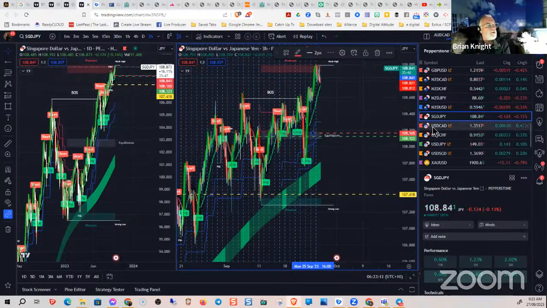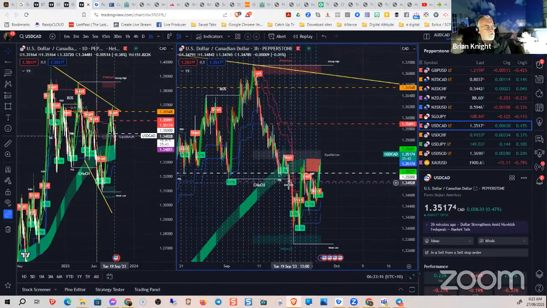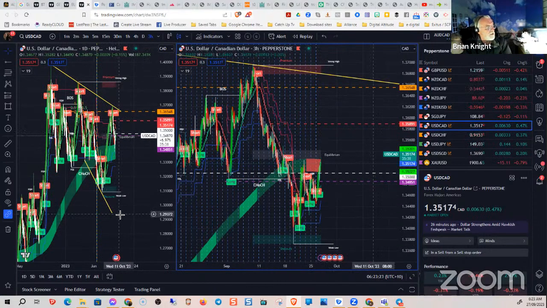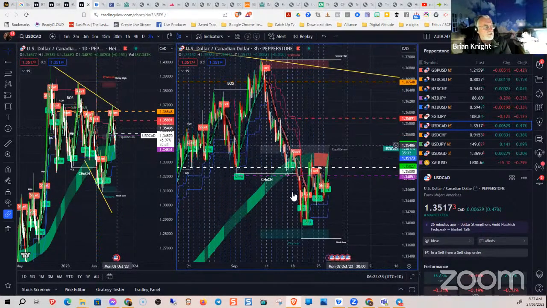And then USD CAD. This one I'm in for a sell and it has pushed back up. So it got me in the trade. I was in profit. It's pushed back. But if I look at the daily, I'm still looking at this to sell off and down. This is showing the US dollar strengthening against the Canadian, even though it's pretty strong.